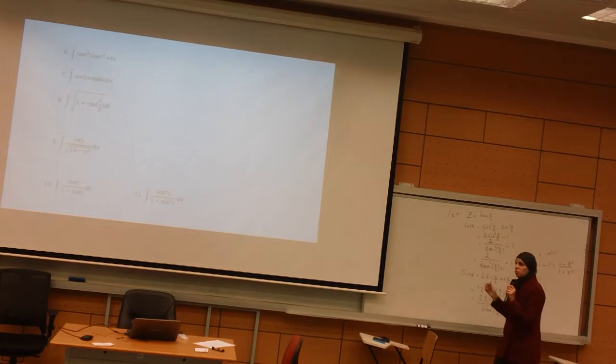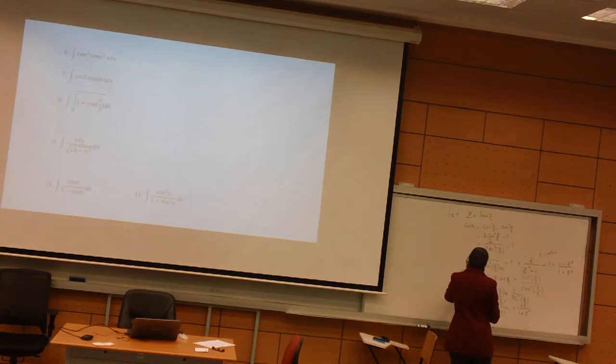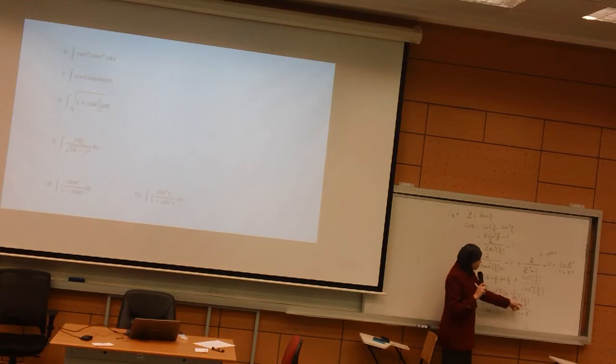So using this substitution, sine x can be replaced by 2 times z over 1 plus z squared.